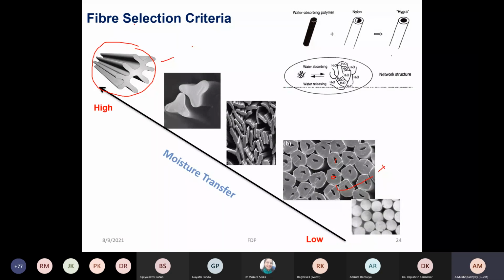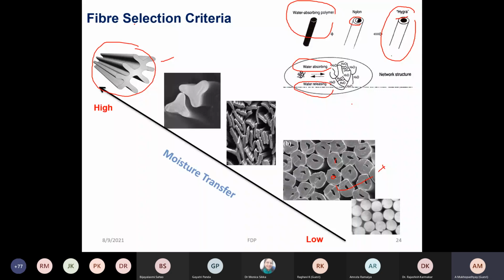Again, another type of fiber, water absorbing polymer that can be embedded inside the nylon. Okay, this is known as Hydra structure. This Hydra structure can give you better performance under moist condition because it can absorb the liquid and also the desorption. Because water absorbing polymer is there, the water also gets desorbed. Desorption is also possible effectively for better comfort.